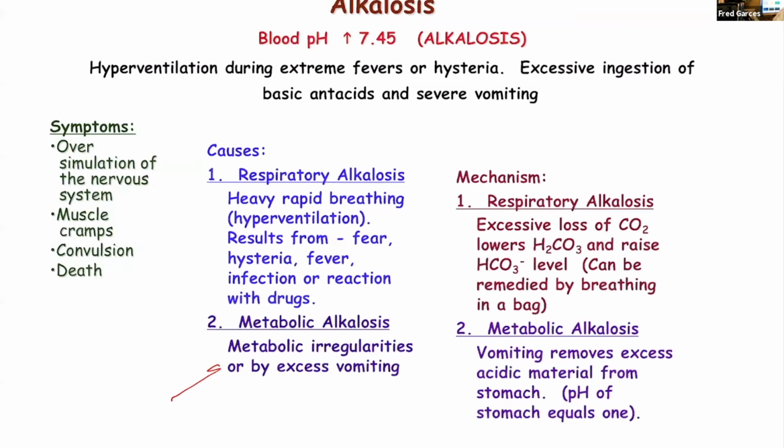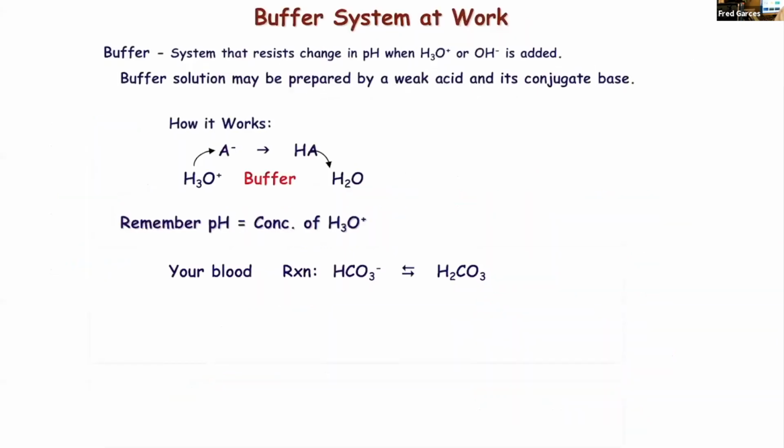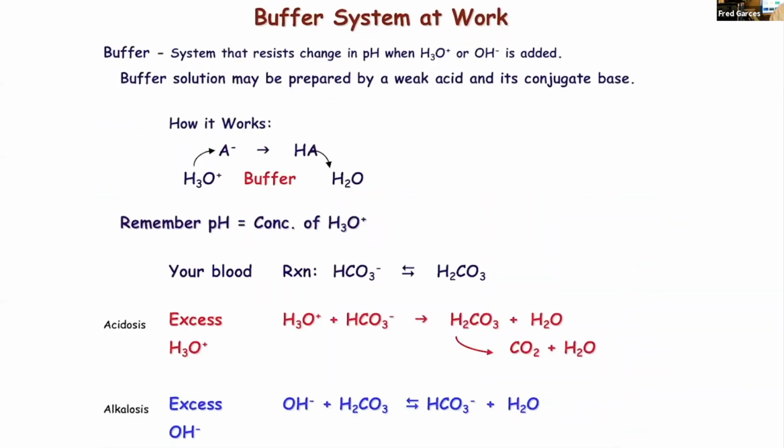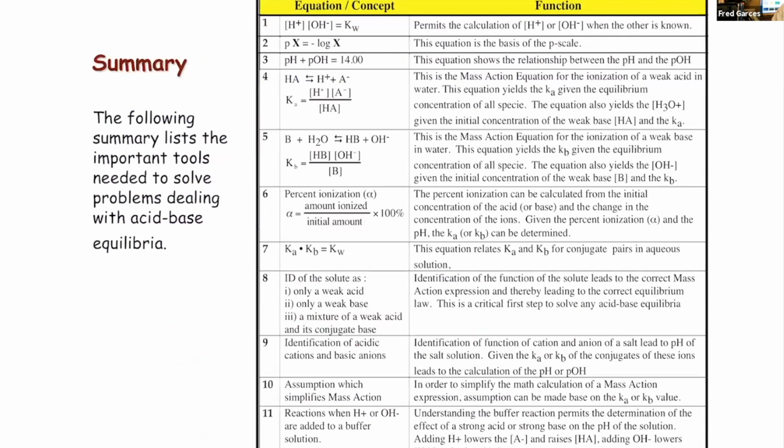Anyway, these are the symptoms. So this is the mechanism by which your carbonic acid buffer system works in the body. Okay, I won't really talk more about that. And this is a summary of acid-base chemistry that we've talked about so far.